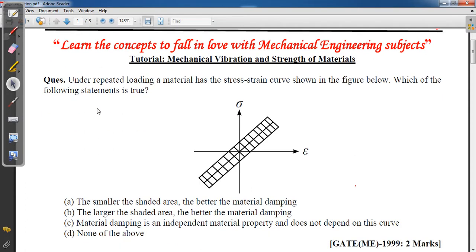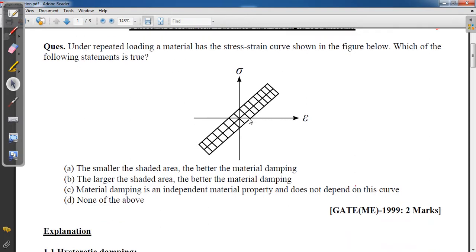So this question says: under repeated loading, a material has the stress strain curve in the figure below. Which of the following statements is true? So this is the figure. The smaller the shaded area, the better the material damping. The larger the shaded area, the better the material damping. Material damping is an independent material property and does not depend on this curve.